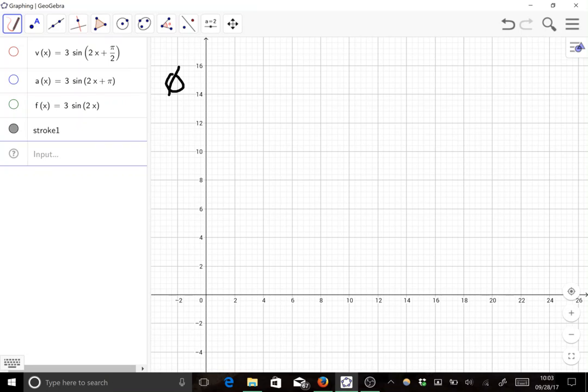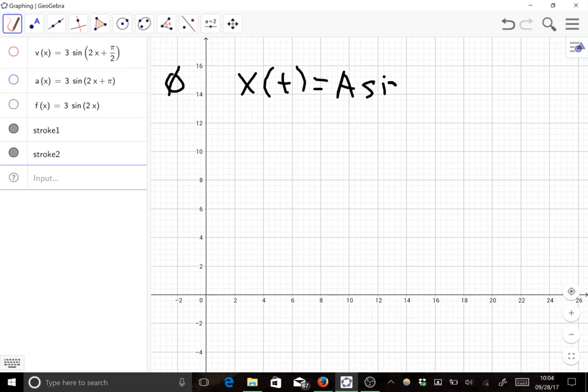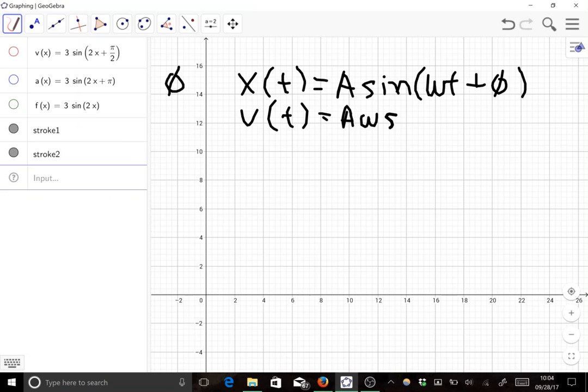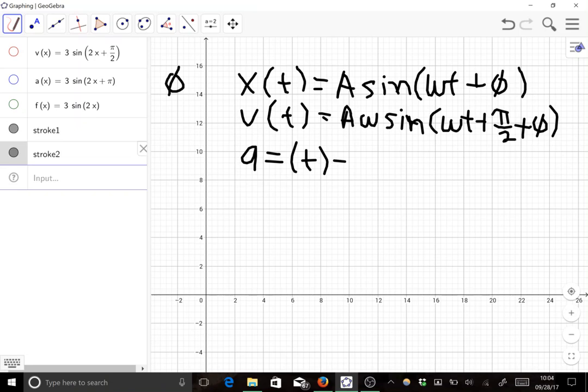As a quick review, let's recall the equations we were using. We were modeling harmonic motion where the position was given by the function x(t) = A sin(ωt + φ). Likewise, we had velocity as a function of time, which is equal to Aω sin(ωt + π/2 + φ).